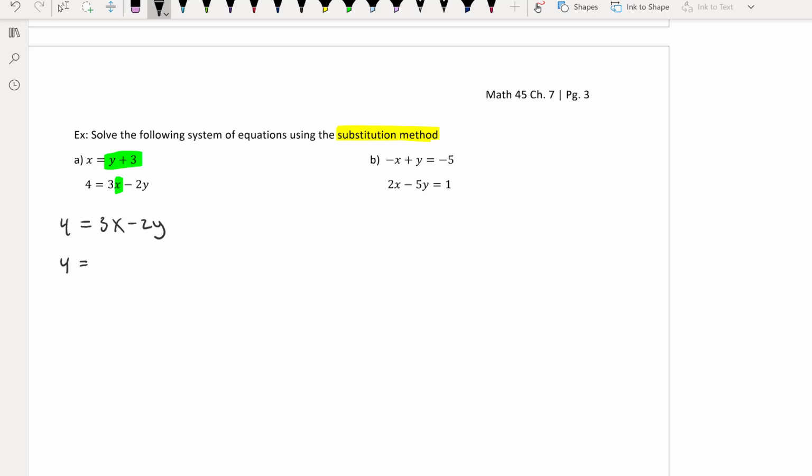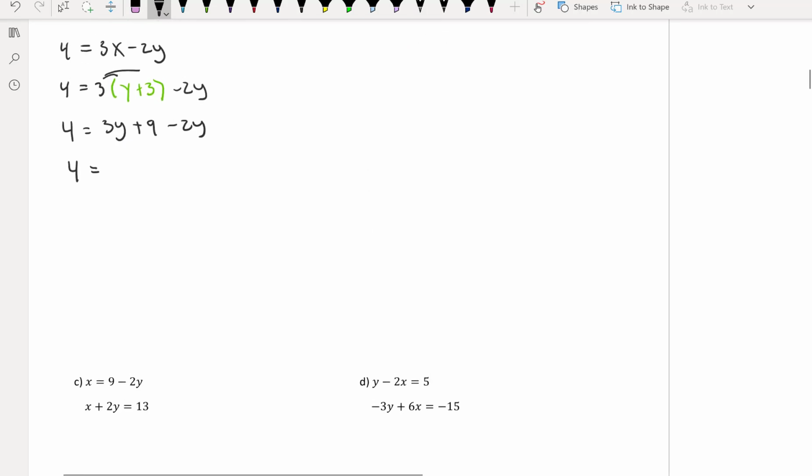So 4 is equal to 3, and so now I'm plugging in the x variable. So that represents the y plus 3. And I have my minus 2y. So now when I distribute, I would have a 3y plus 9 minus 2y. So if I were to combine like terms, 3y minus 2y gives me 1y. And if I were to subtract 9 on both sides, 4 minus 9 gives me a negative 5.